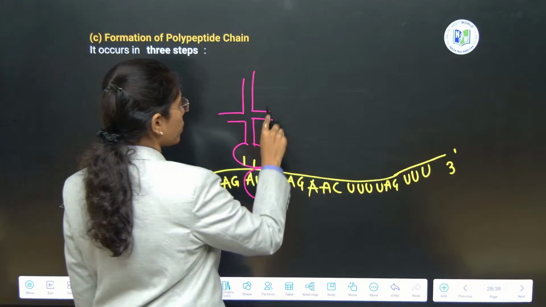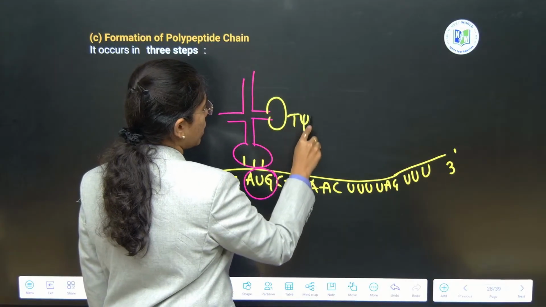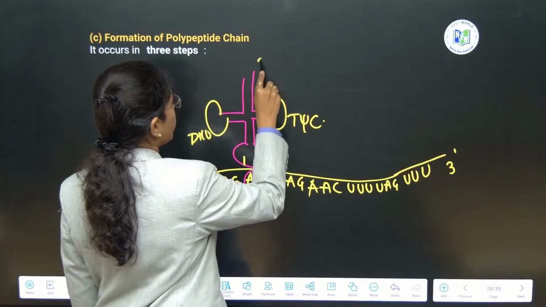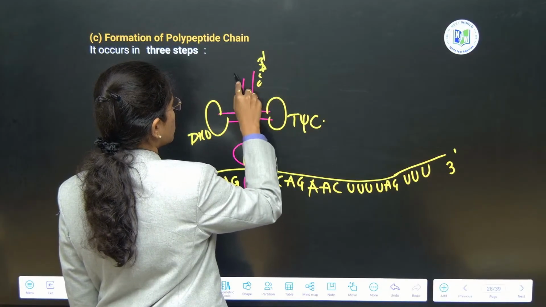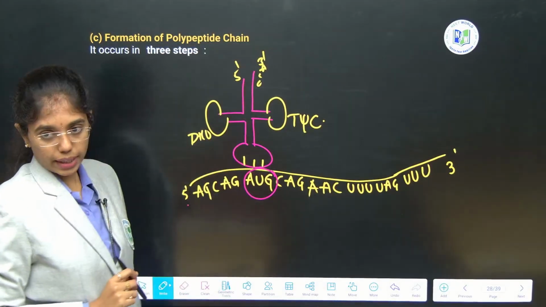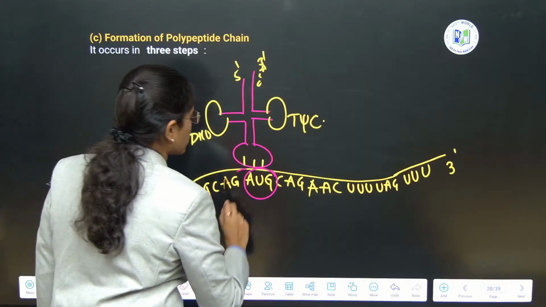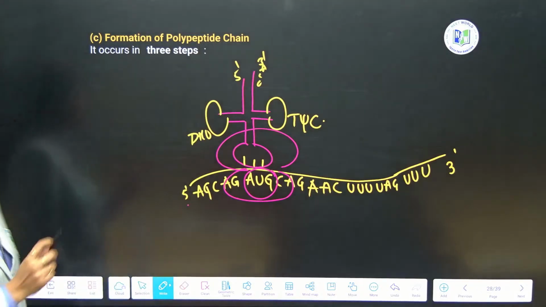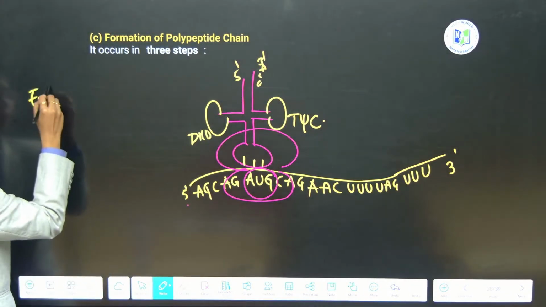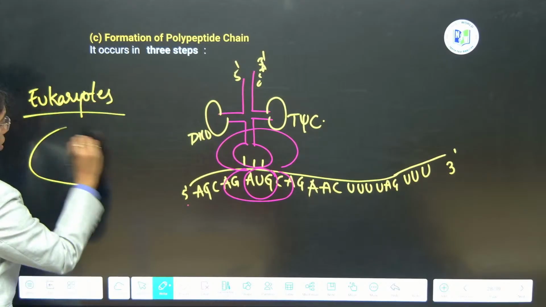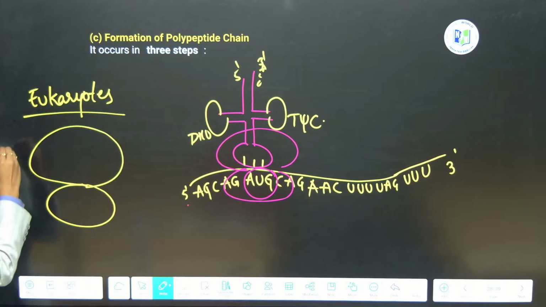Here it is the T psi C loop, here it is the D H U loop, and at the 3 prime end is CCA where the amino acid will be attached, and this is the 5 prime end. Prior to the tRNA, the ribosome will come and attach, that is the smaller ribosomal subunit and the larger ribosomal subunit. As we are discussing eukaryotes, there is a larger subunit and a smaller subunit.